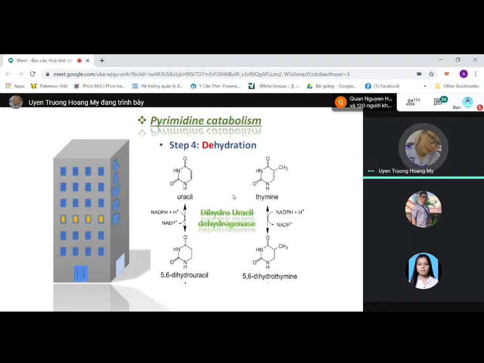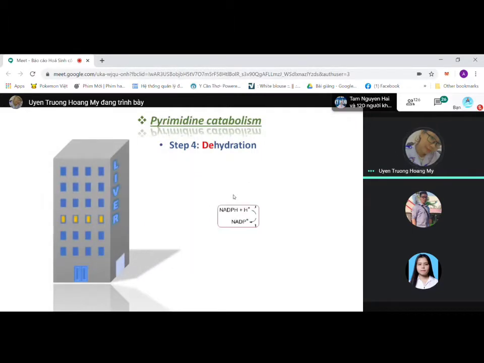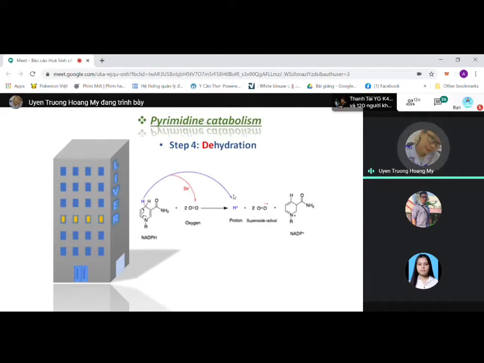Step 4. Reduction. Uracil and thymine are converted into dihydrouracil and dihydrothymine by dihydrouracil dehydrogenase. In this reaction, one NADPH plus H plus is oxidized into NADP plus.